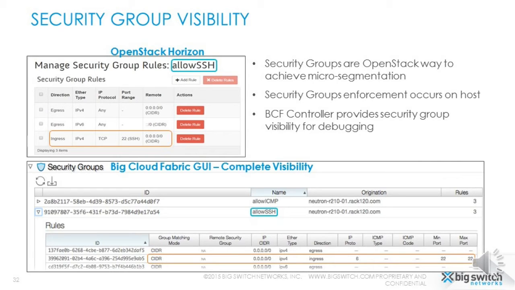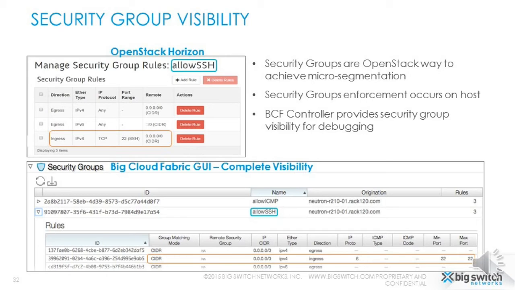Moving to security groups. Security groups are OpenStack way to achieve microsegmentation. Here, OpenStack admin or end user configures security group on OpenStack Horizon interface. Once configured, these security groups are enforced on host. Now, let's say, due to security group, if traffic is dropped, first reaction of end user is, it's a network problem. Network admin has no visibility on these security groups. Hence, it can take fairly long time to resolve this problem.